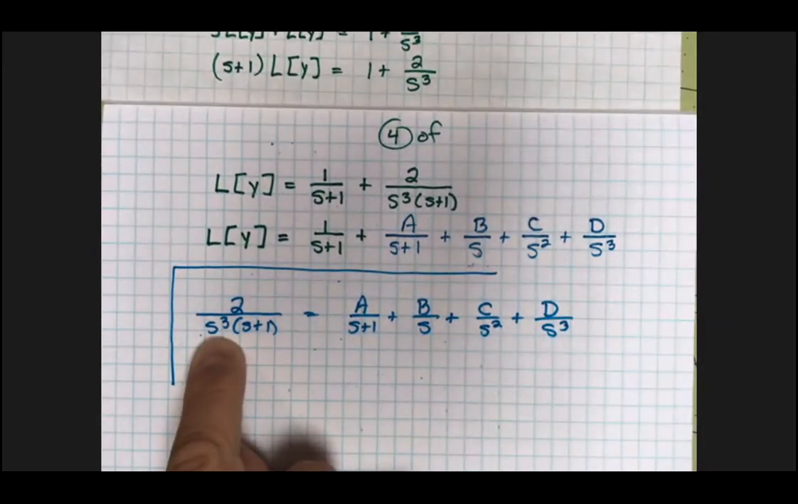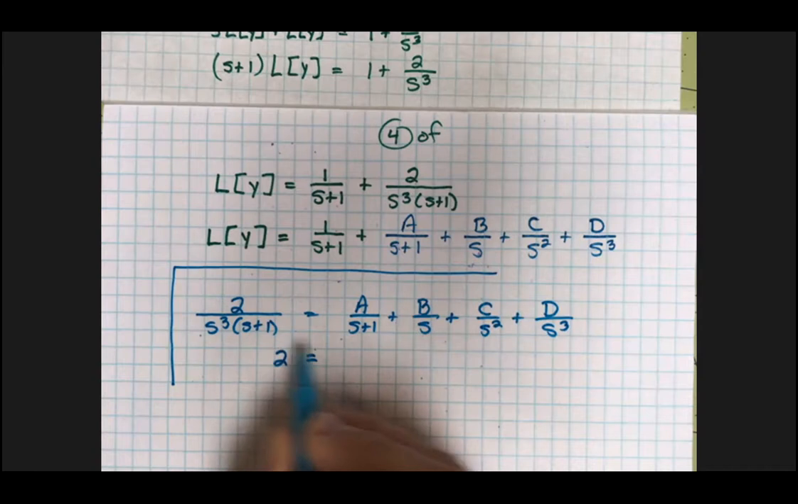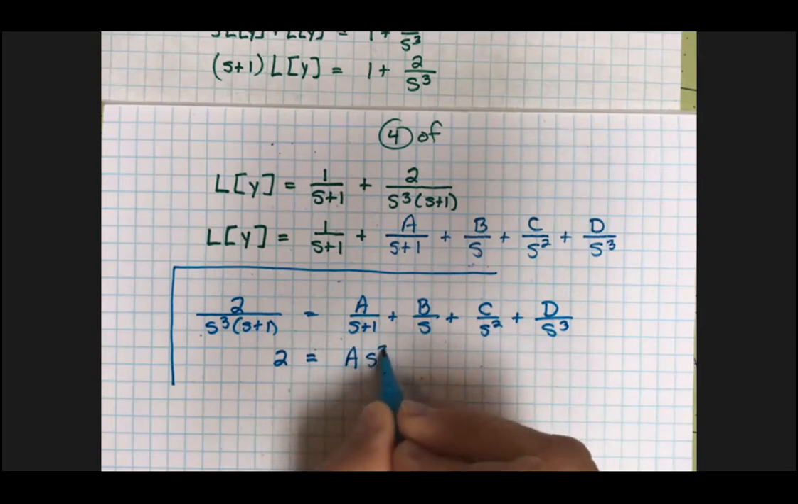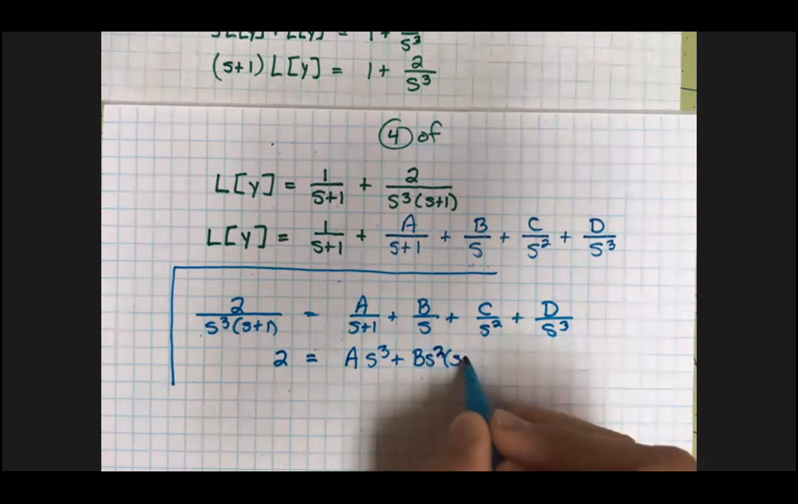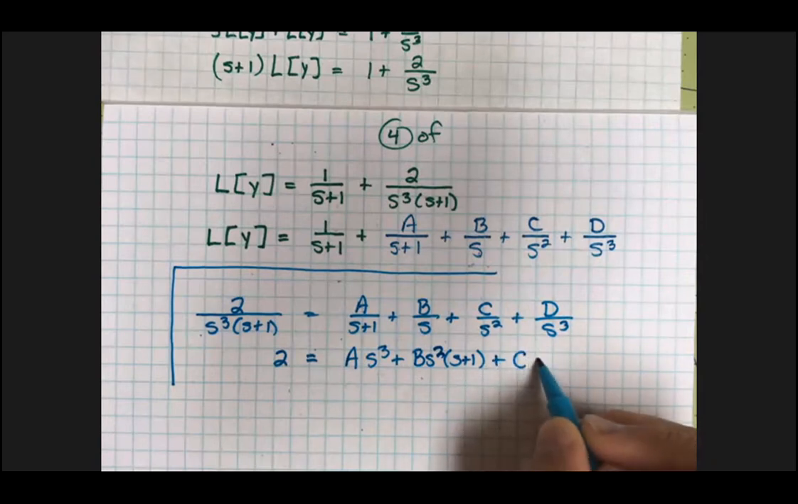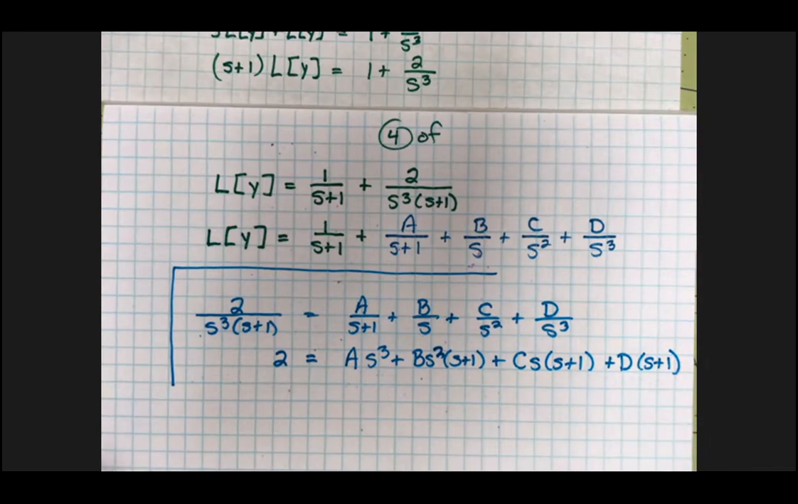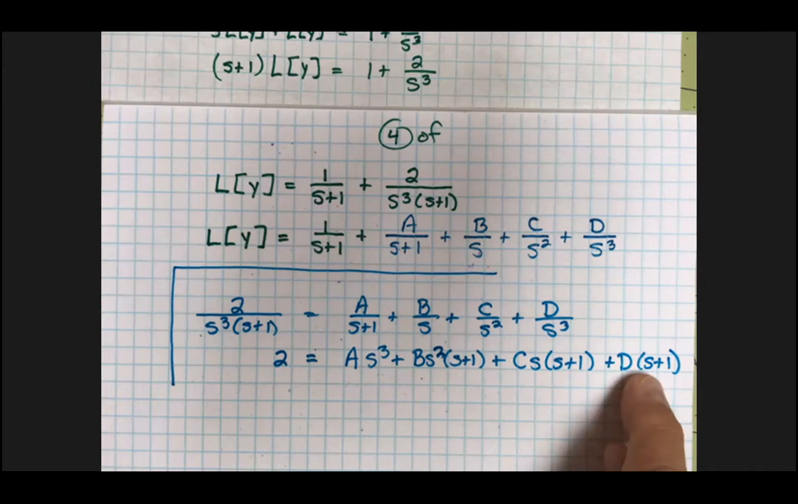I'll multiply everybody by the common denominator. Why? Because I hate fractions. So you write this out. And when you multiply this denominator times each piece here, some things cancel, some things don't. You get an A s cubed. Here you get a B, s squared (s plus 1). Here you get a C, s (s plus 1). Here you get a D, (s plus 1). So the line that I just wrote, it's true, but it's not useful. How am I going to use this to find the A, B, C, and D?